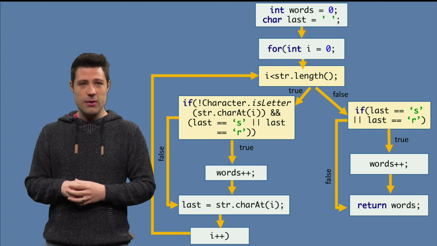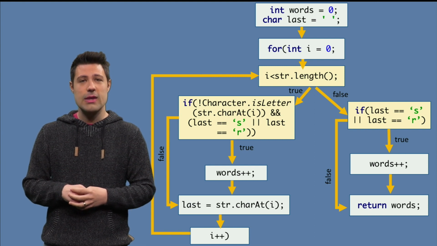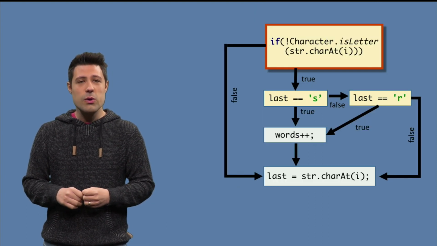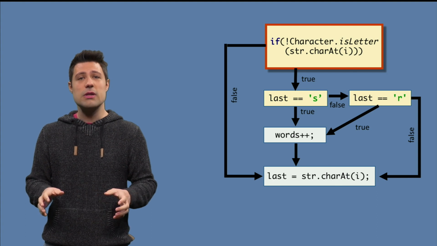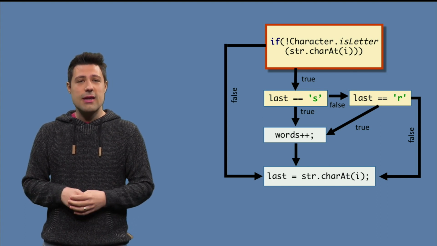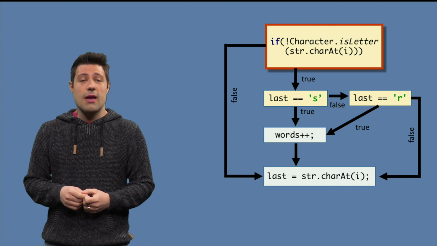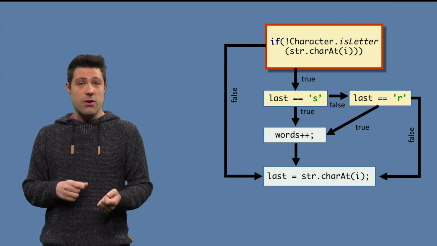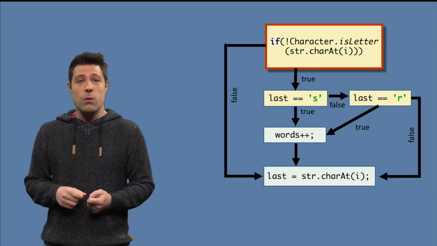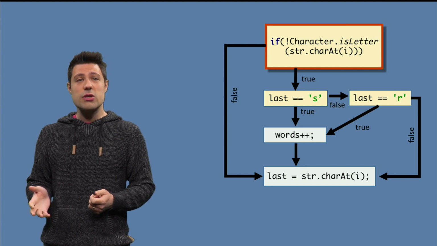Let's take as an example the big if block that we have. If we zoom in closely, we see that the block can be divided into multiple conditions. The first one, the character is letter check, and the second one, the letter inside of the last variable. And in there we have one condition for the S and one condition for the R.